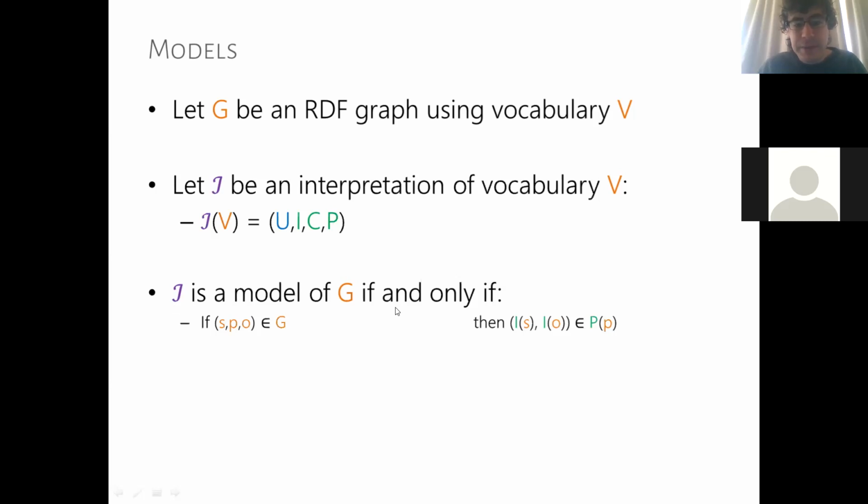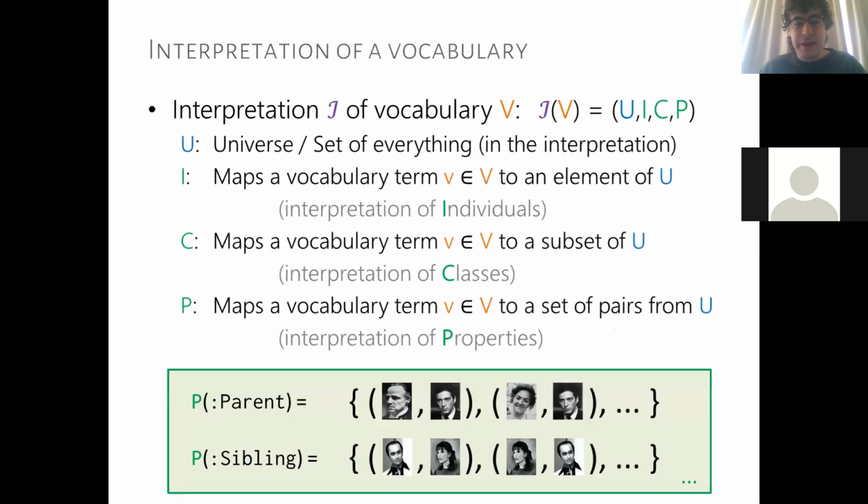So we say that I is a model of G. So it's essentially an interpretation or a model. The idea is that it's an interpretation that fits what we describe in the RDF graph. Okay. So we say it's a model of G if and only if, if the triple is in G, then the interpretation of the subject and the interpretation of the object form a pair in the interpretation of the property. So it means that, for example, if we go back here, if we interpret Vito and Michael, they will be in this interpretation of the property here, parent.